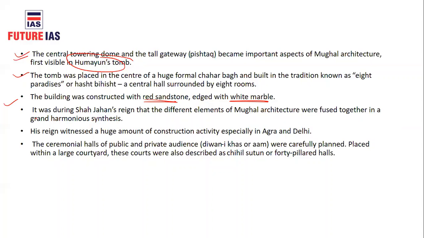You must also understand that a huge amount of construction activity happened in Agra, Delhi, and certain other places also. And many ceremonial halls were built. They are called diwan-e-khas or diwan-e-am. These ceremonial halls were used for public or private audiences. They were very carefully planned, and they were placed in a large courtyard, and these courts were often described as chihil sutun, or 40 pillared halls, where the public and private audiences took place.